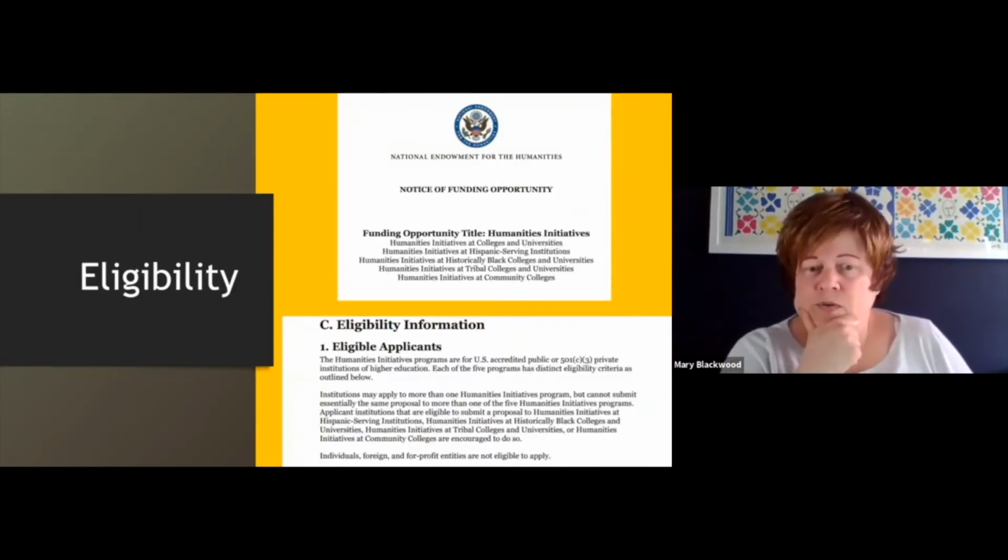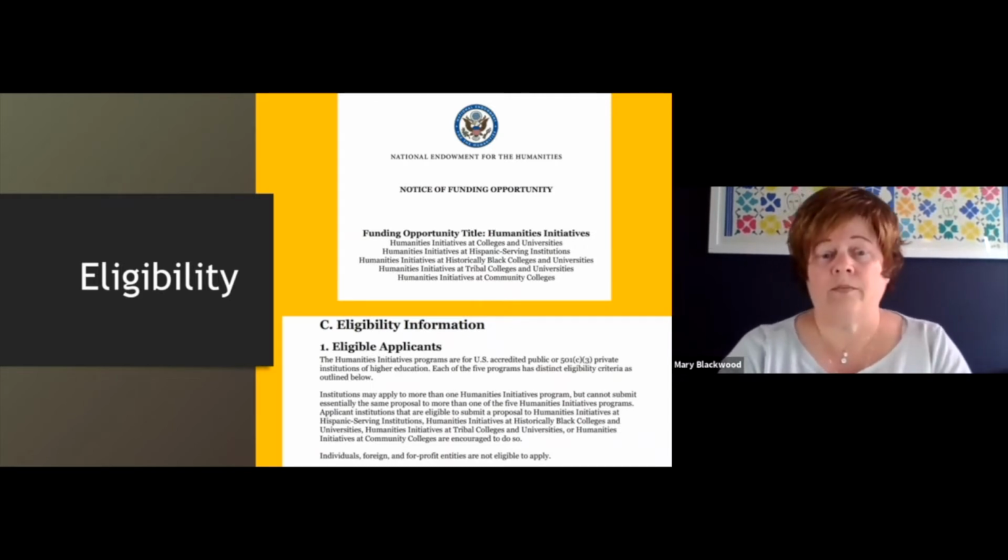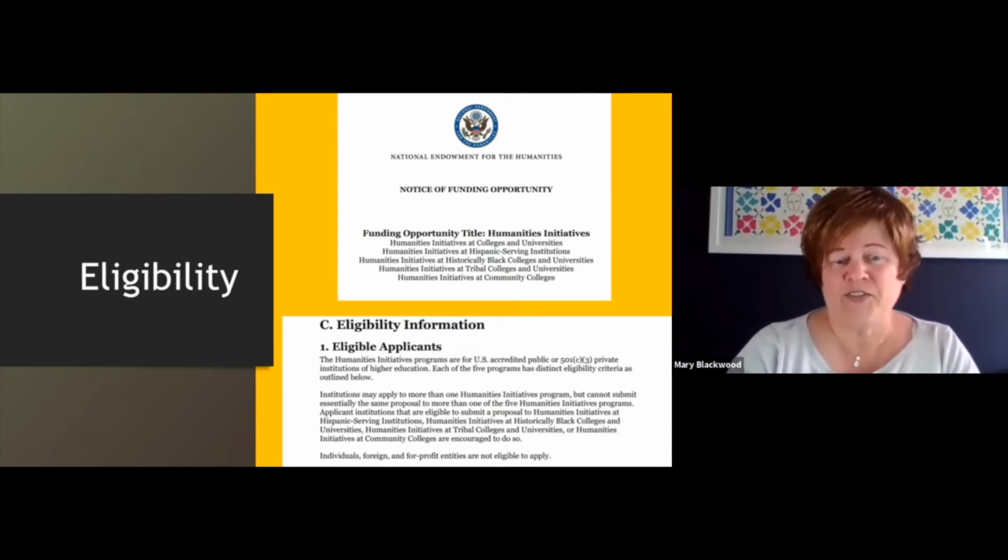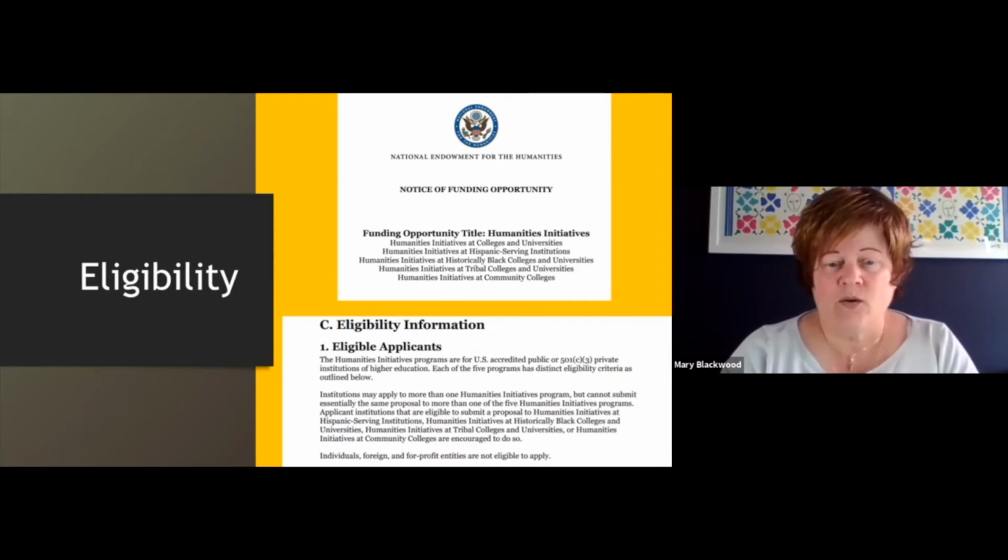So here's the first thing you want to look at. Are you eligible to apply for an award? This one, notice it says its programs are for U.S. accredited public or 501c3 private institutions of higher education. UI falls into that. We are a U.S. accredited public institution of higher education. We are not a 501c3, but we are a public institution.